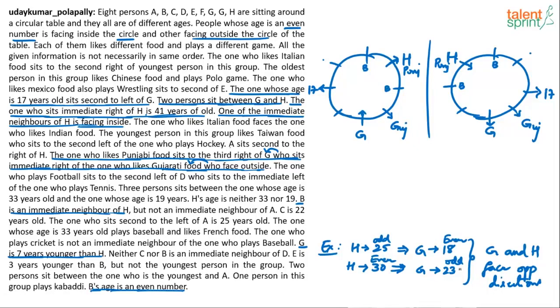If H is an even number, G will be an odd number, which means they are facing opposite directions. So G is facing center, H is facing outwards. Or G is facing outwards, H is facing center. That solves a good number of clues here now. Now what will be done?